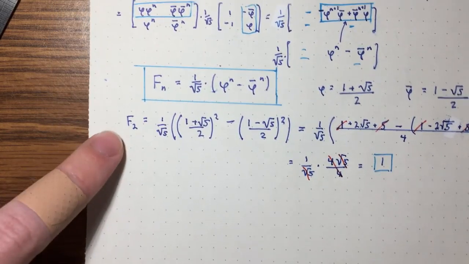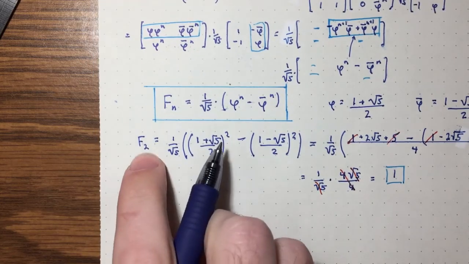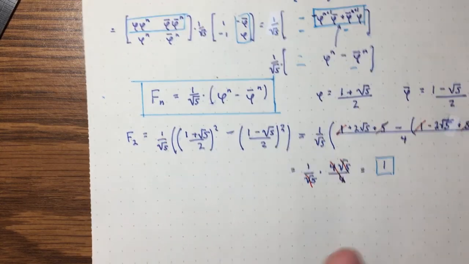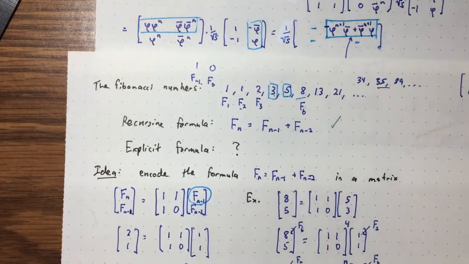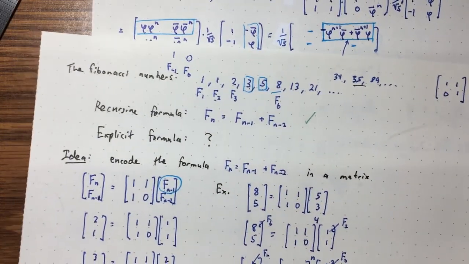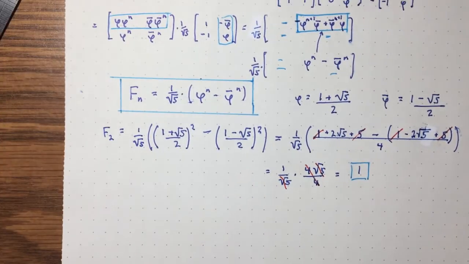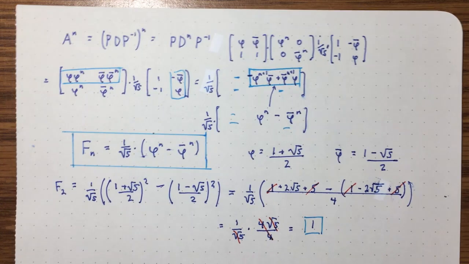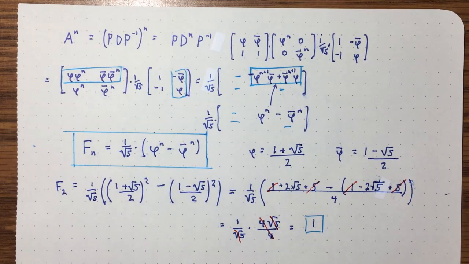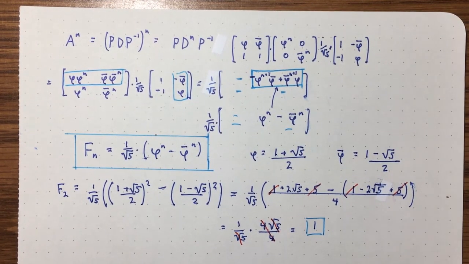And this actually works for any Fibonacci number. You can plug in 10, do this calculation, and you will get 55 in the end. So I think that's just a really wonderful application of diagonalization of a matrix when it's sort of least expected. So that seems like a good note to end on.